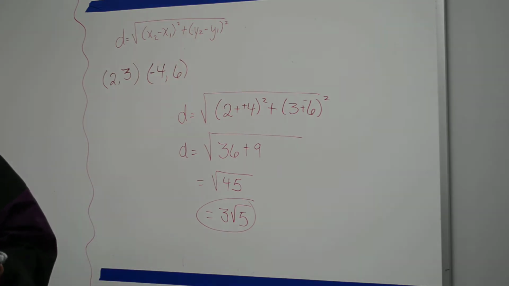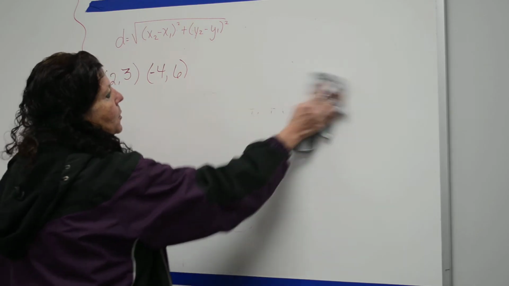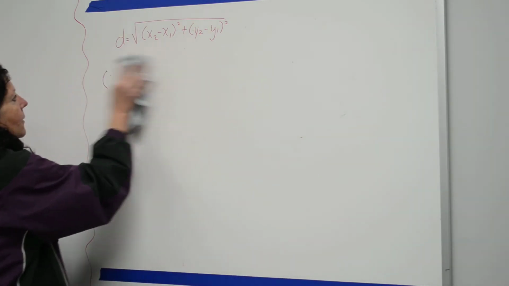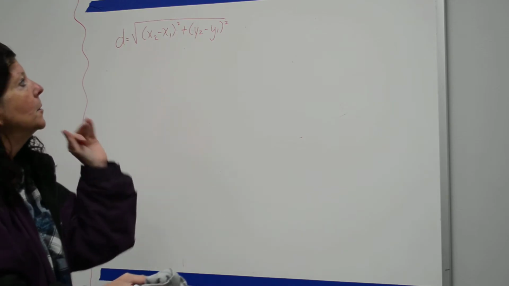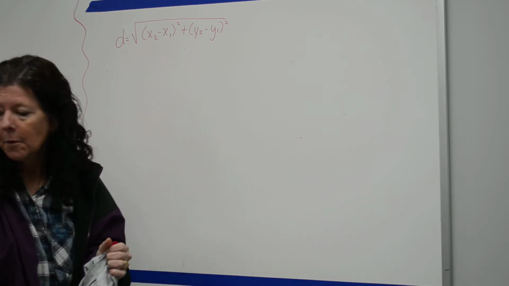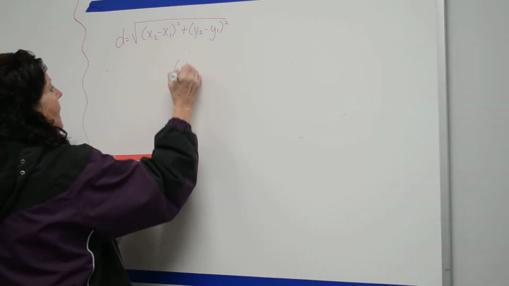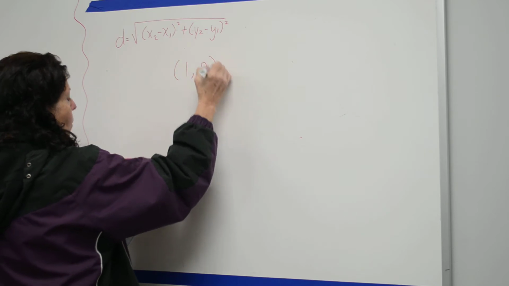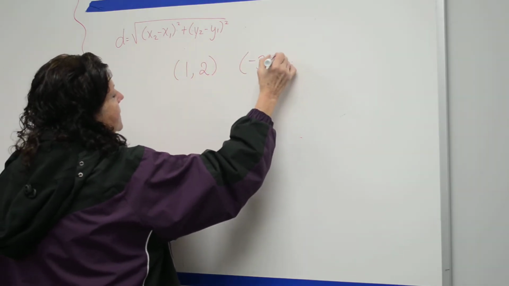All right, now I'm going to have you try one. What I suggest is after I put the values up here, you pause the video, you do the problem, and then you start the video back up to see if you did the problem correctly. So you try this one, okay? Find the distance between (1, 2) and (-3, 0).